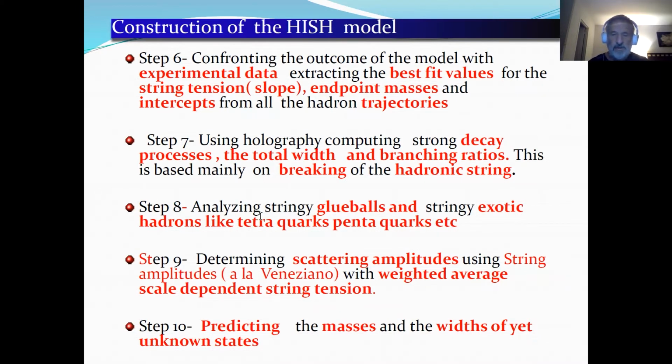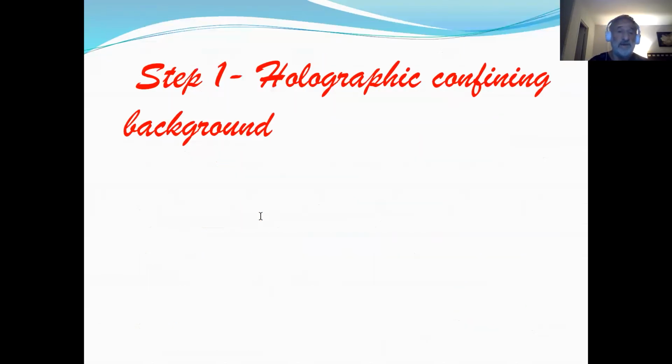Then I'll describe the issue of scattering. This is something that we did last month. We showed how to connect the stringy Veneziano type amplitudes, the soft amplitudes, into hard ones that are characteristic for partonic scattering. Okay, and then eventually I'll show some predictions about masses and widths of yet unknown states.